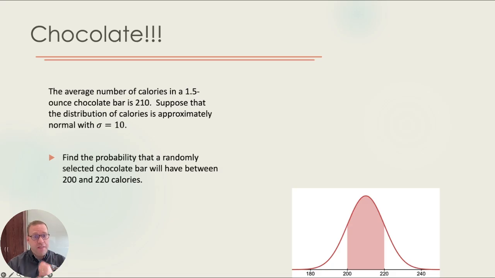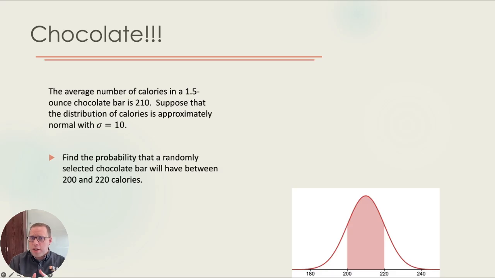So we're talking about the average number of calories in a 1.5-ounce chocolate bar, which is about 210 calories. We're assuming that the distribution of calories is approximately normal with a standard deviation of 10 calories. Here's problem number 3. Find the probability that a randomly selected chocolate bar will have somewhere between 200 and 220 calories. Now, there are a couple of different ways to do this.